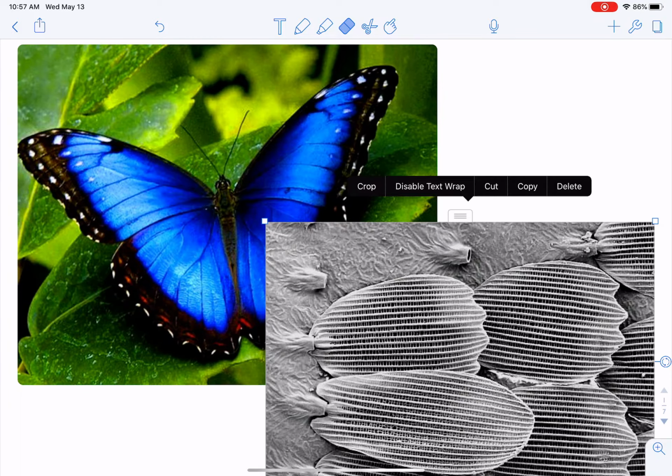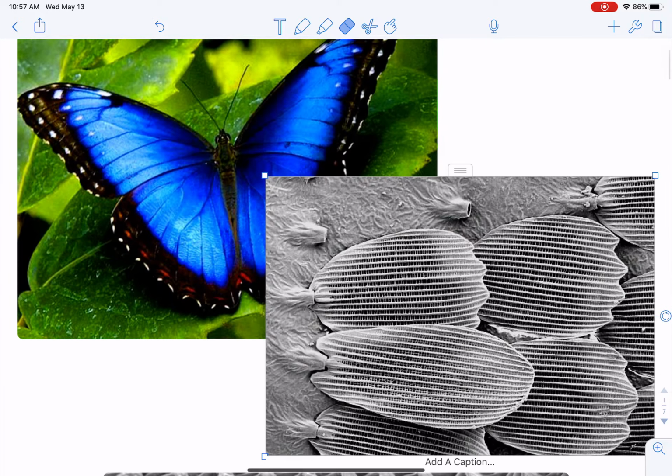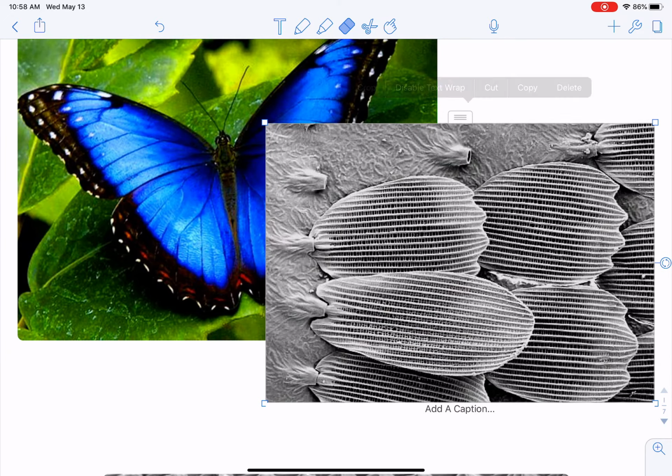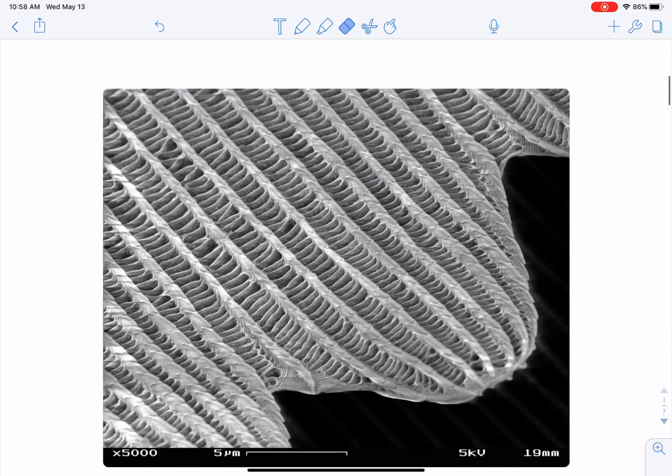So here you can see an image from a scanning electron microscope of the wings of the butterfly and the scales on it. If we zoom in a little bit more, you can see that the scales have this very fine structure. There's these bars here. They're something like 2 microns apart. Okay, now remembering that a wavelength of light is something like half a micron.